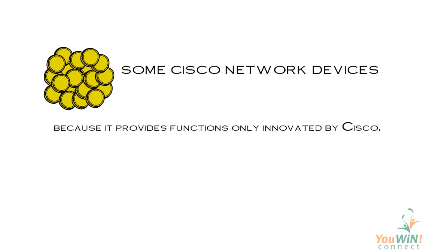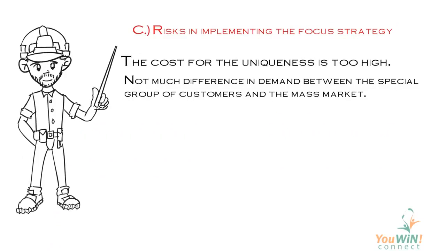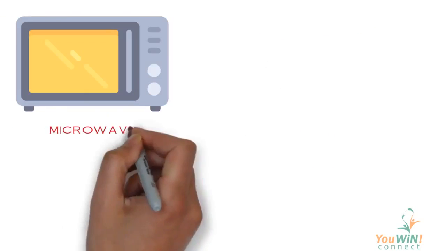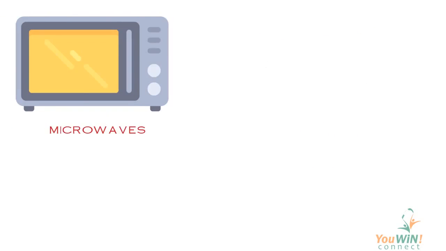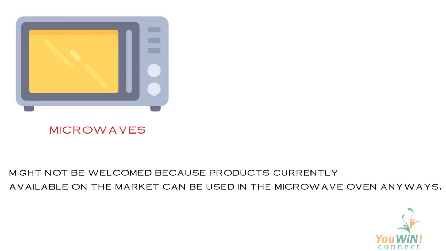Another risk in implementing the focus strategy is that there is not much difference in demand between the special group of customers and the mass market. An example of this is the ceramic kitchenware for microwaves, which is targeting rich families with microwave ovens. This might not be welcome because products currently available on the market can be used in the microwave ovens anyway. And this honestly doesn't make it that much different in terms of the demand for that product.